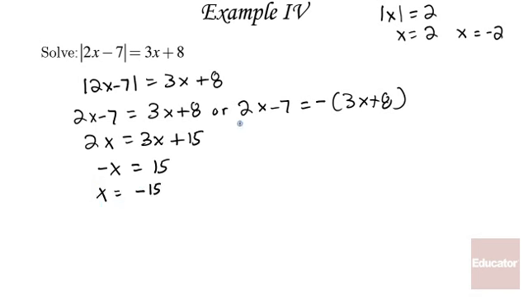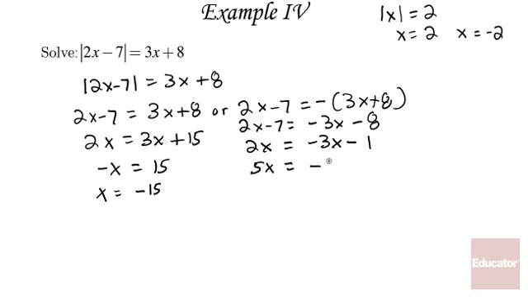Solving this one, 2x minus 7 equals negative 3x minus 8. Adding 7 to both sides is 2x equals negative 3x minus 1. Adding 3x to both sides, 5x equals negative 1. Divide both sides by 5. X equals negative 1/5. Okay.